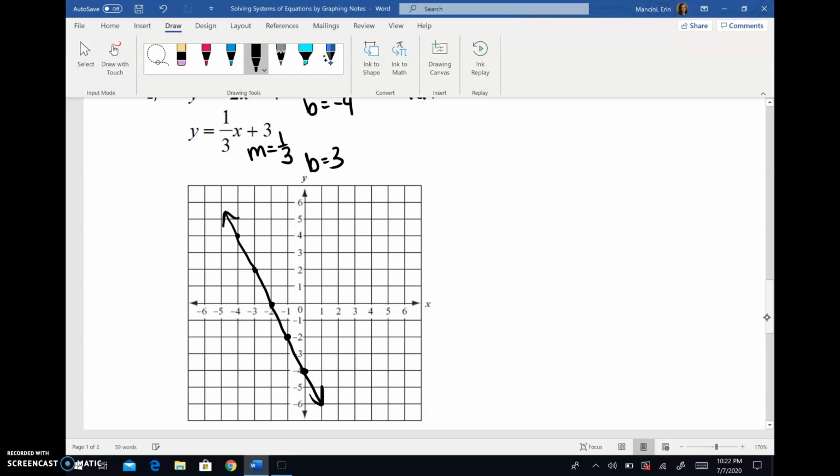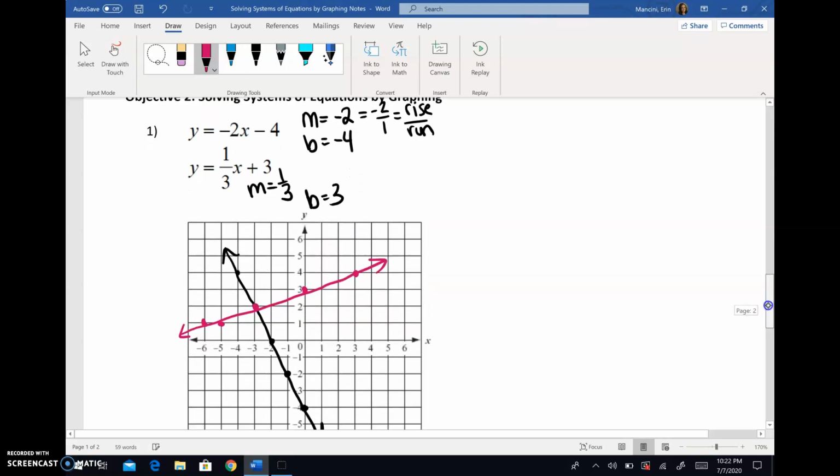Okay, now I'm going to plot the other line. We'll do this in pink. My y-intercept is +3, and your slope is +1/3. So you're going to rise 1, run 3 in the positive direction. Okay, oops, that's only 2. Let's plot that over here. You get a line that looks like this. Okay, so black is line 1, pink is line 2. Again, if you need help and a refresher on graphing, please let me know.